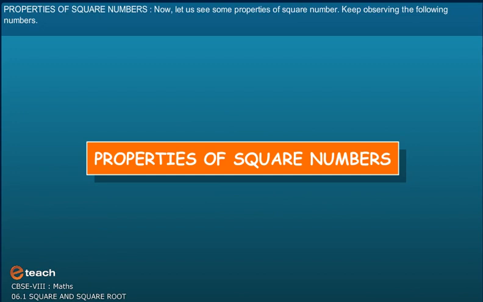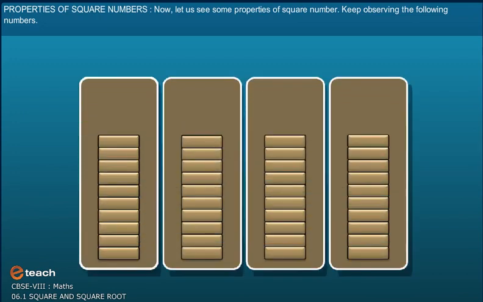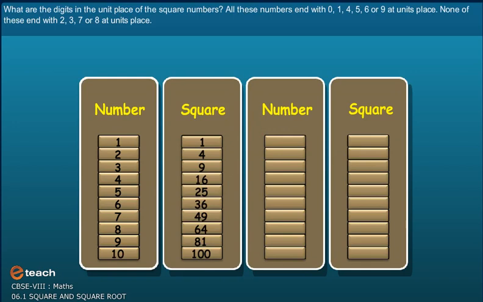Properties of square numbers. Now, let us see some properties of square numbers. Keep observing the following numbers. What are the digits in the units place of the square numbers? All these numbers end with 0, 1, 4, 5, 6 or 9 at the units place. None of these end with 2, 3, 7 or 8 at the units place.